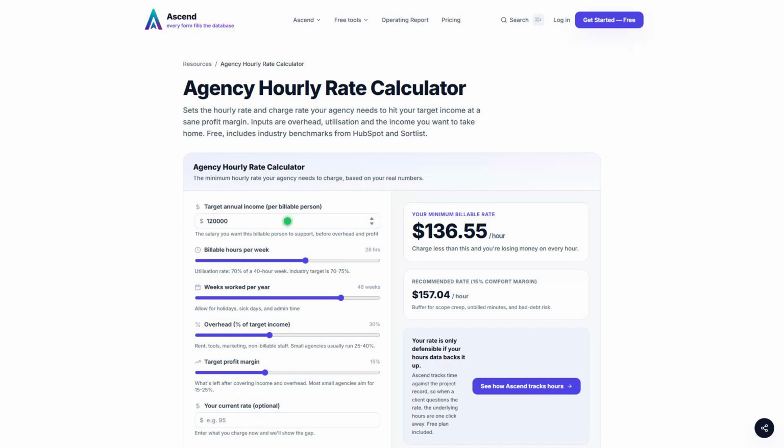The calculator has 5 inputs down the left, and your required rate updates on the right as you change them. We'll work through each input with the numbers from a typical small agency.